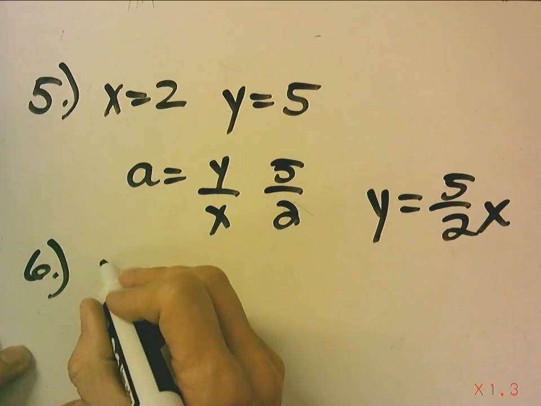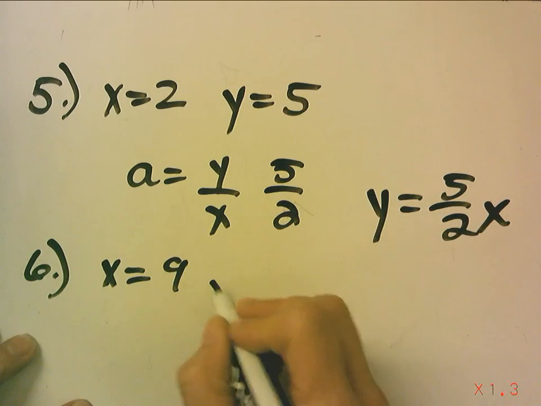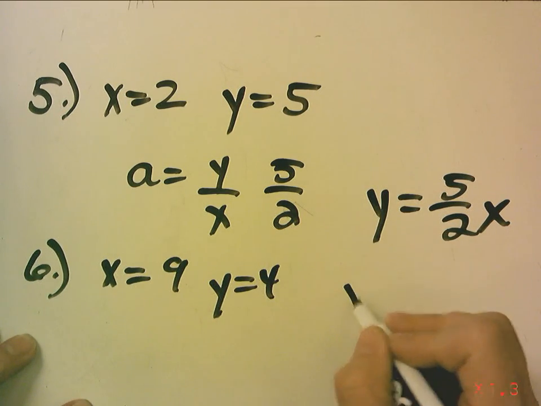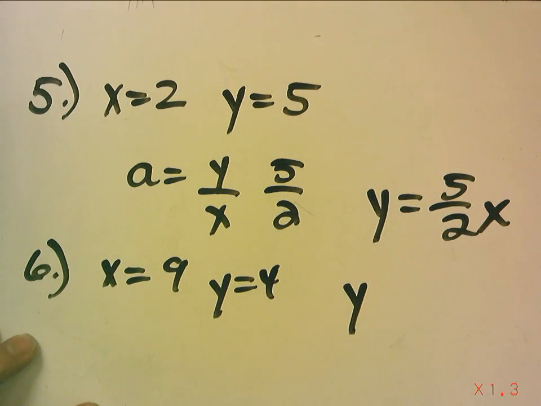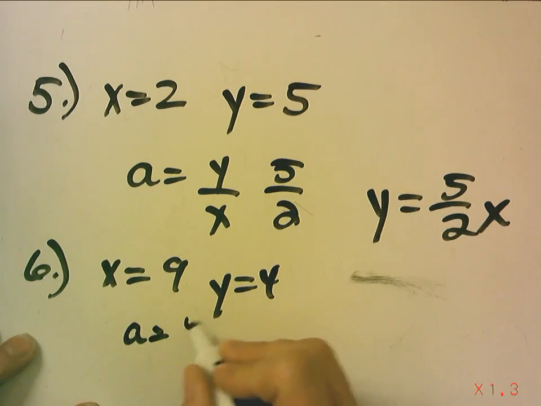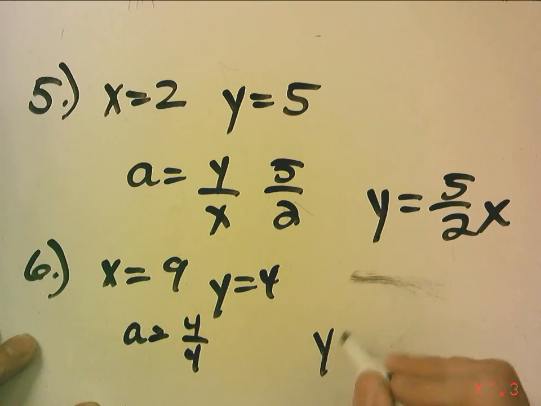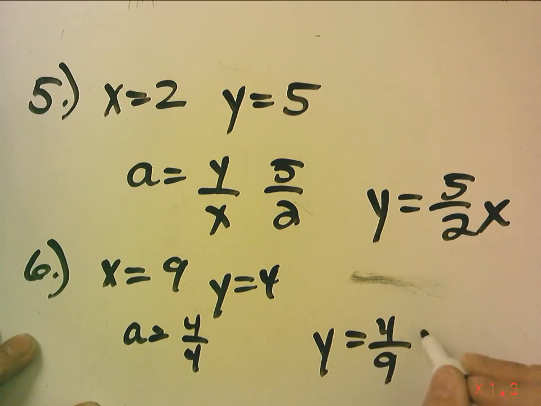Number 6, they also tell me they vary directly. So a equals y over x. So a equals 4/9. So y equals 4/9 x.